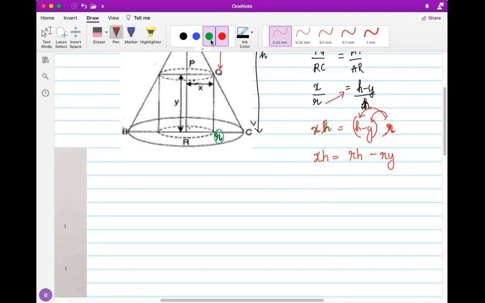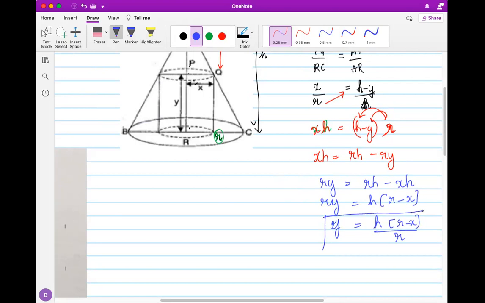Okay, so it will be easy. I'm going to write r into y, which is equal to r into h minus x into h. So h is common, so r minus x. So here r into y, so I just write y equal to h into r minus x divided by r.